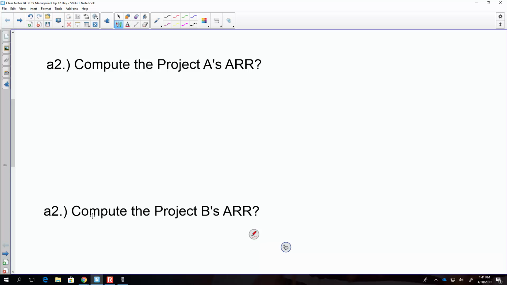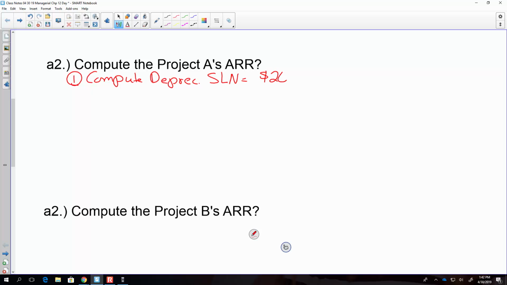Also with letter A, and let's just look at this. I have here compute the project A accounting rate of return, which is really number 2's question under the required accounting rate of return. We first have to compute the depreciation. Straight line method.